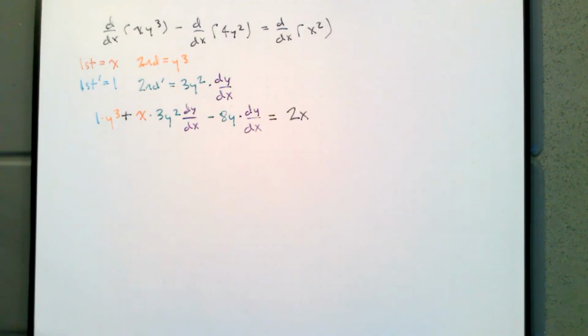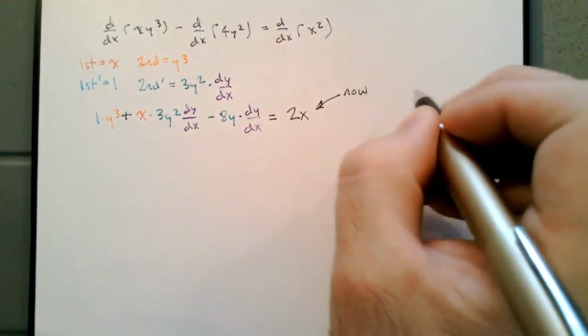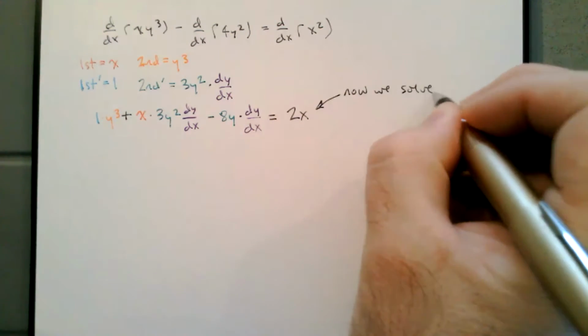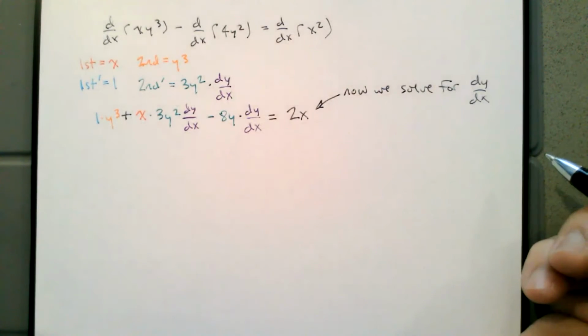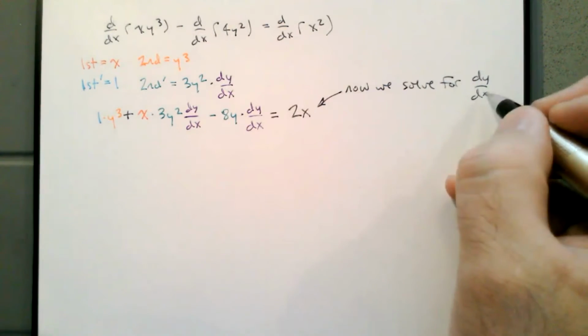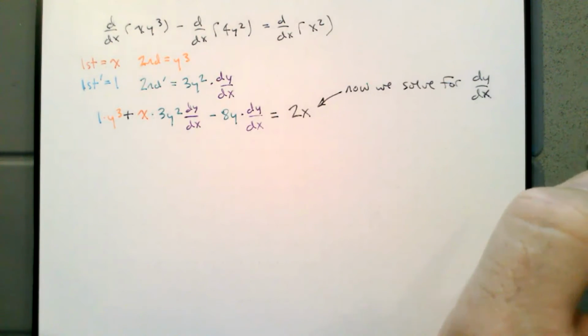Now that we've gone through and done the derivative with respect to x all the way through, we need to solve for dy dx. So we're going to keep the dy dx terms on one side and move the non-dy dx terms to the other side. So now we solve for the dy dx. So the dy dx terms stay on one side, non-dy dx terms on the other side.